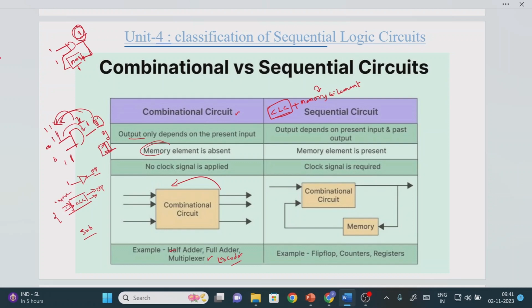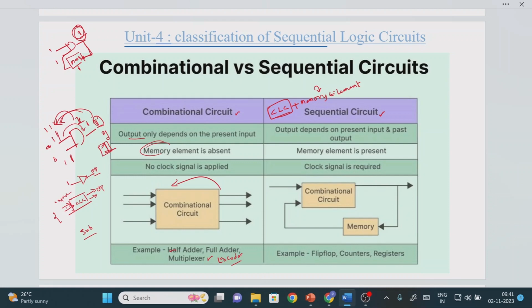One more definition is that if the output depends on the present input as well as the past output, then it is called a sequential logic circuit. See, if the output depends on the present input as well as the past output, then we can call it a sequential logic circuit. What do you mean by this, right?